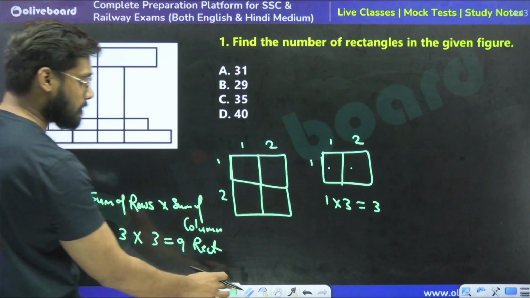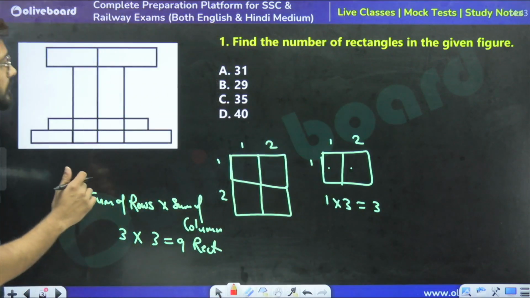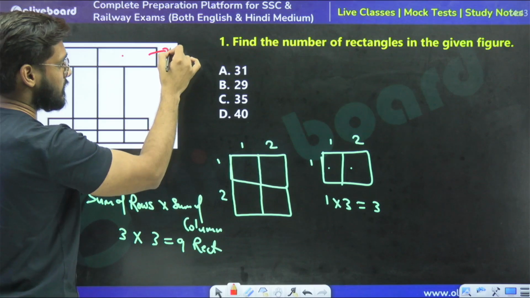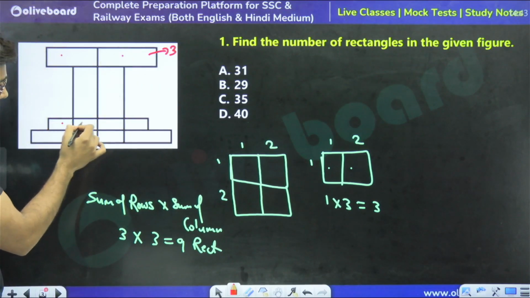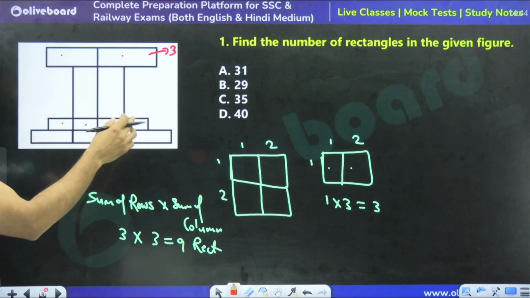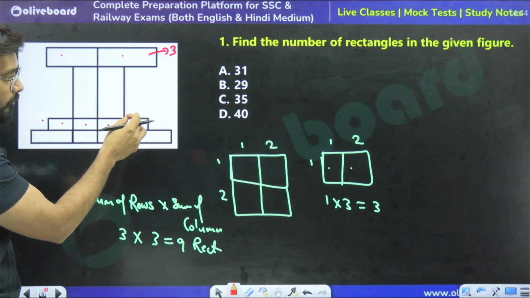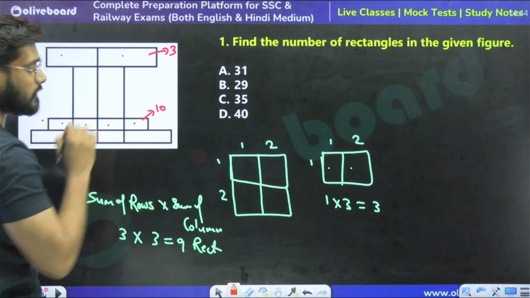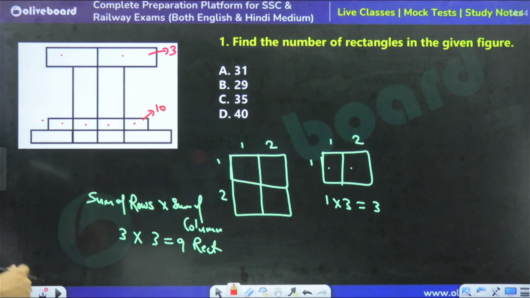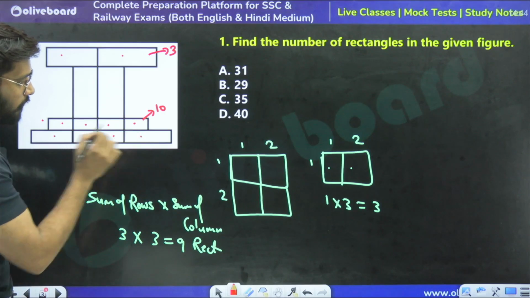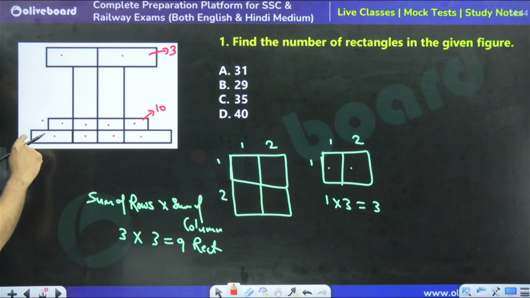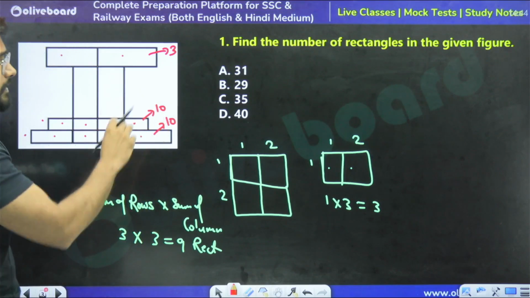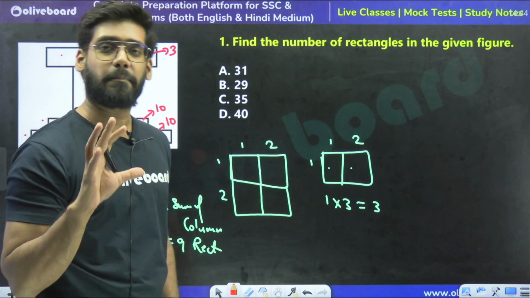So applying the same logic in this figure, we can count the basic rectangles are 3. And in this figure, 1, 2, 3, 4, 4 are there, and 1 row is there. 4 plus 3, 7 plus 2, 9, and 1, 10. 10 rectangles from this figure. And from this figure 1, 2, 3, 4, 3, 7, 2, 9, and 1, 10, and 1 is the row. So 10 multiply 1 gives 10. So 10 rectangles here.